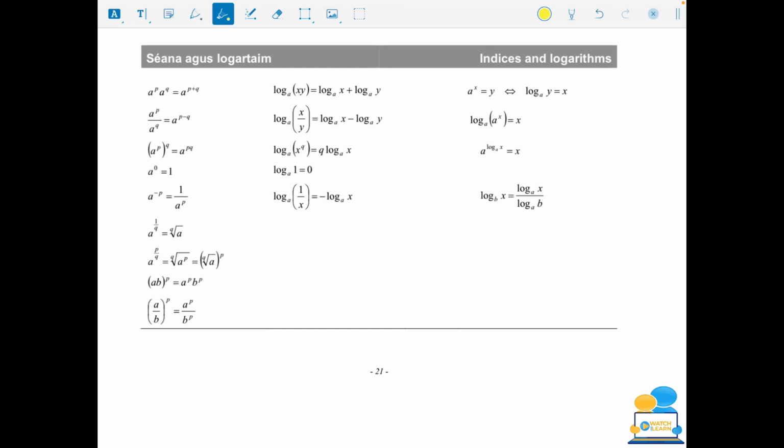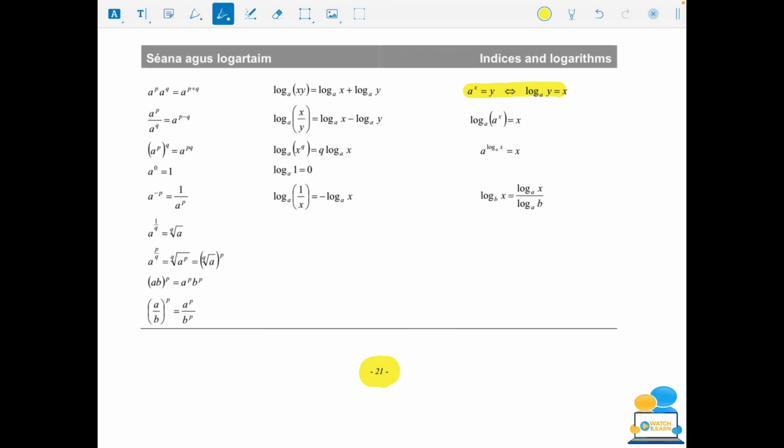So first, this is the most important page when you are studying logs and indices. It's page 21 of your formula book. When you're doing practice questions, it's really important that you have this page open in front of you. It can look a little bit overwhelming, so you need to practice using it, figuring out which formula you need to use. Down the left-hand side, we've all the formulas for our indices. In the middle, we've all our formulas for the logs. And on the right-hand side, in the top corner here, I would say this is one of the most important formulas. We're going to use this a lot.